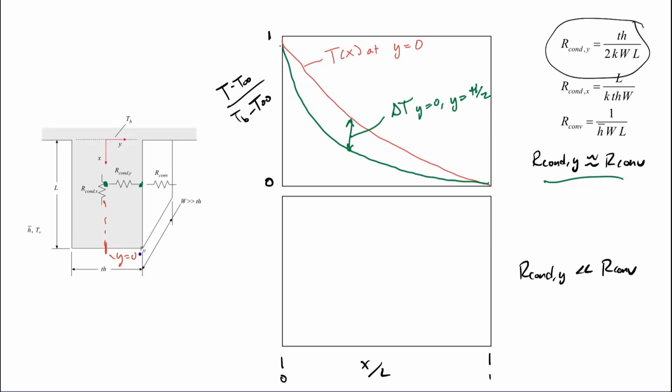So if I draw this again, I have my temperature as a function of x at y equals thickness over 2. Now if I draw my temperature at the surface, it's going to be really close. It's going to track along this, and maybe something like this.